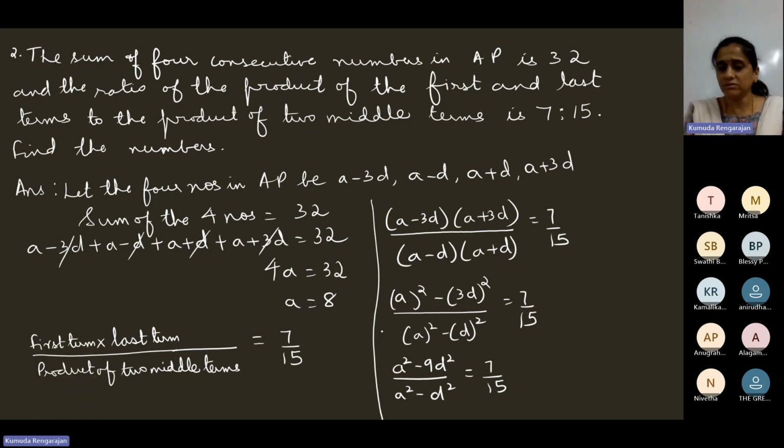Cross multiply, children. Cross multiply. 15a square minus 135d square is equal to 7a square minus 7d square. Simplify and then use the value of a. We know a is 8, no?